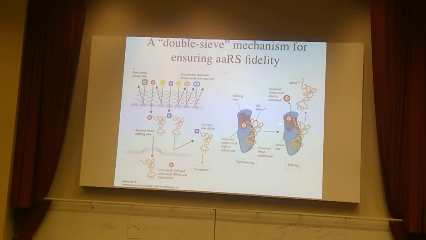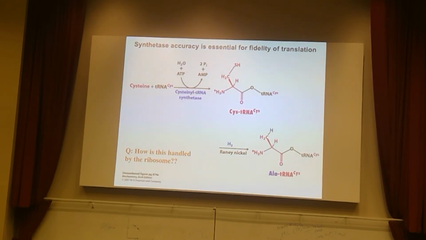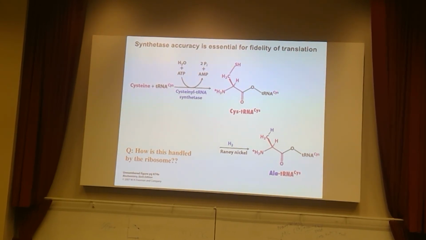And if it is incorrect, like in this case, where a valine has been added onto a 3' tRNA, that editing site will be able to recognize that error, go, that's not right, and it'll just cleave that aminoacyl group off that 3' position, giving us back the amino acid, giving us back the tRNA, and it'll start the process over again. So this is the double sieve mechanism for ensuring fidelity.